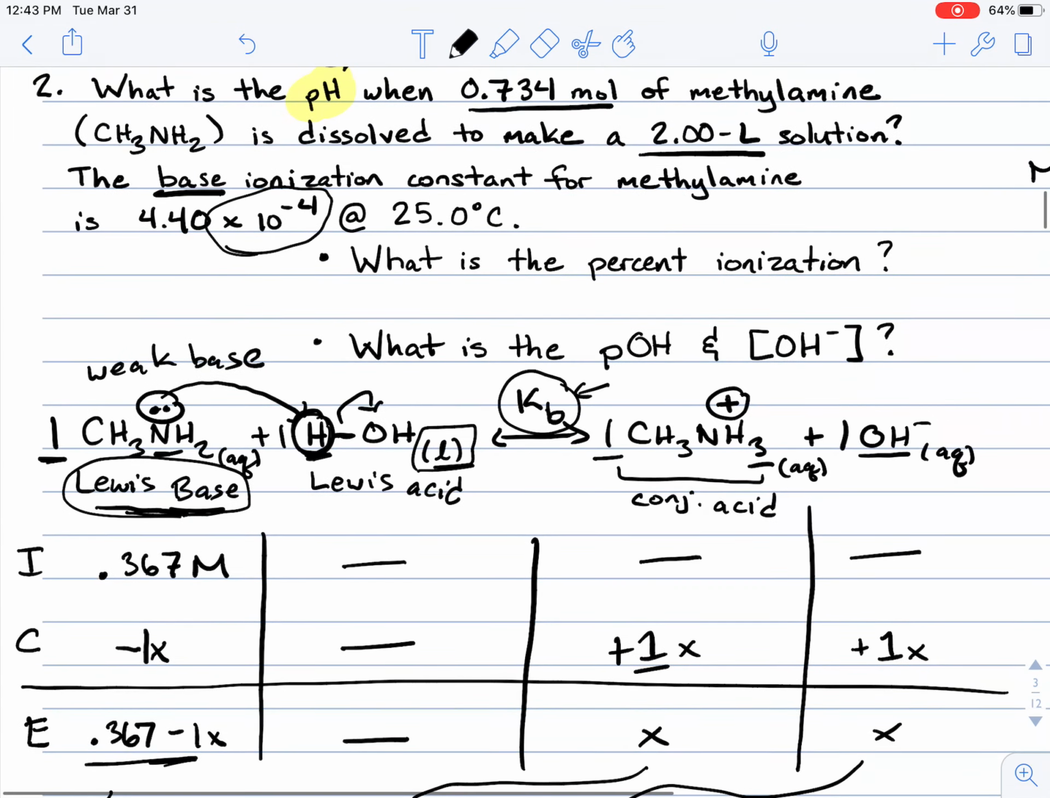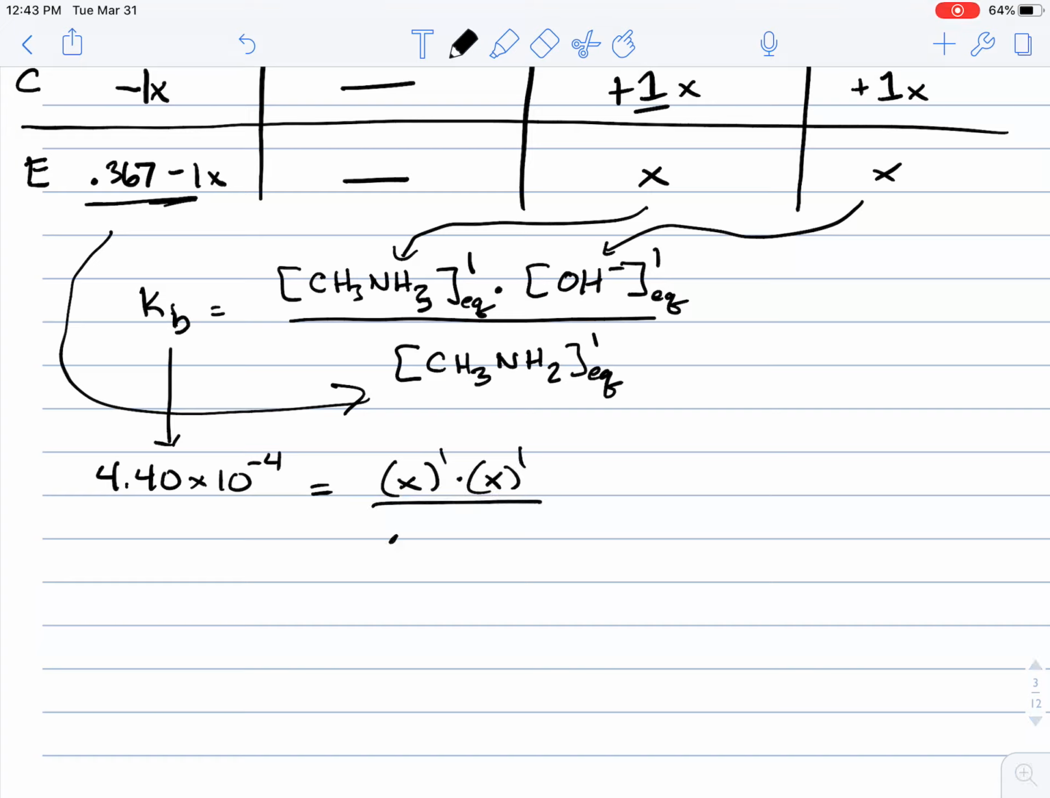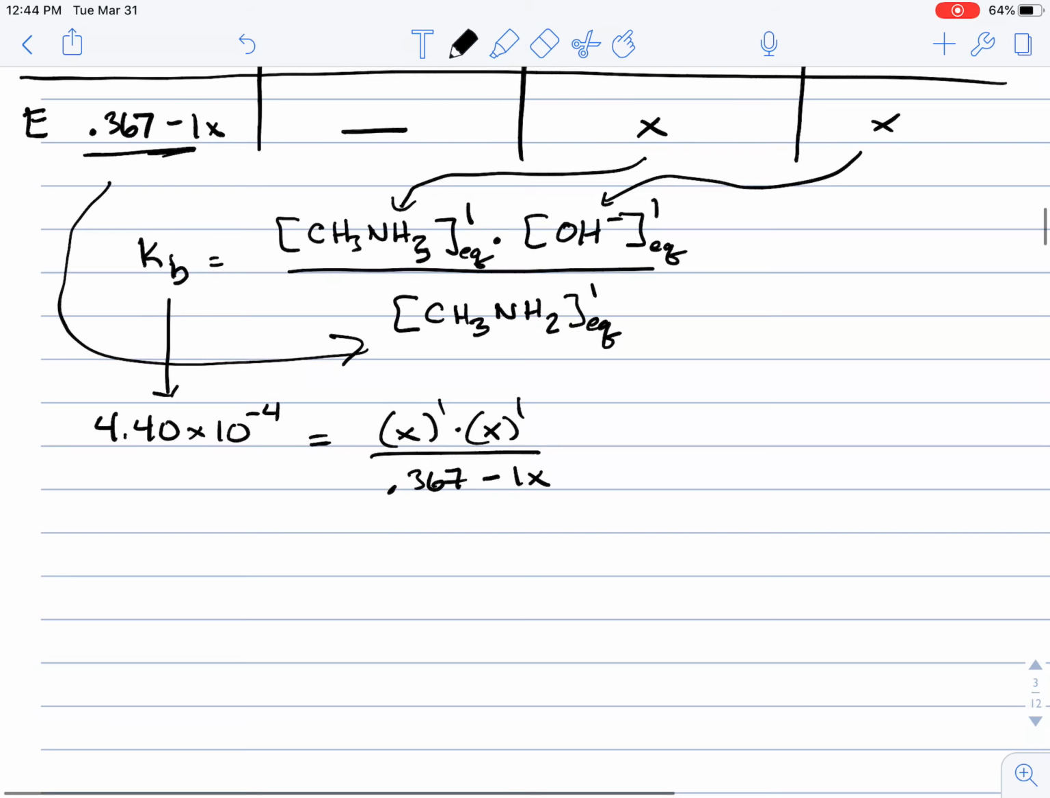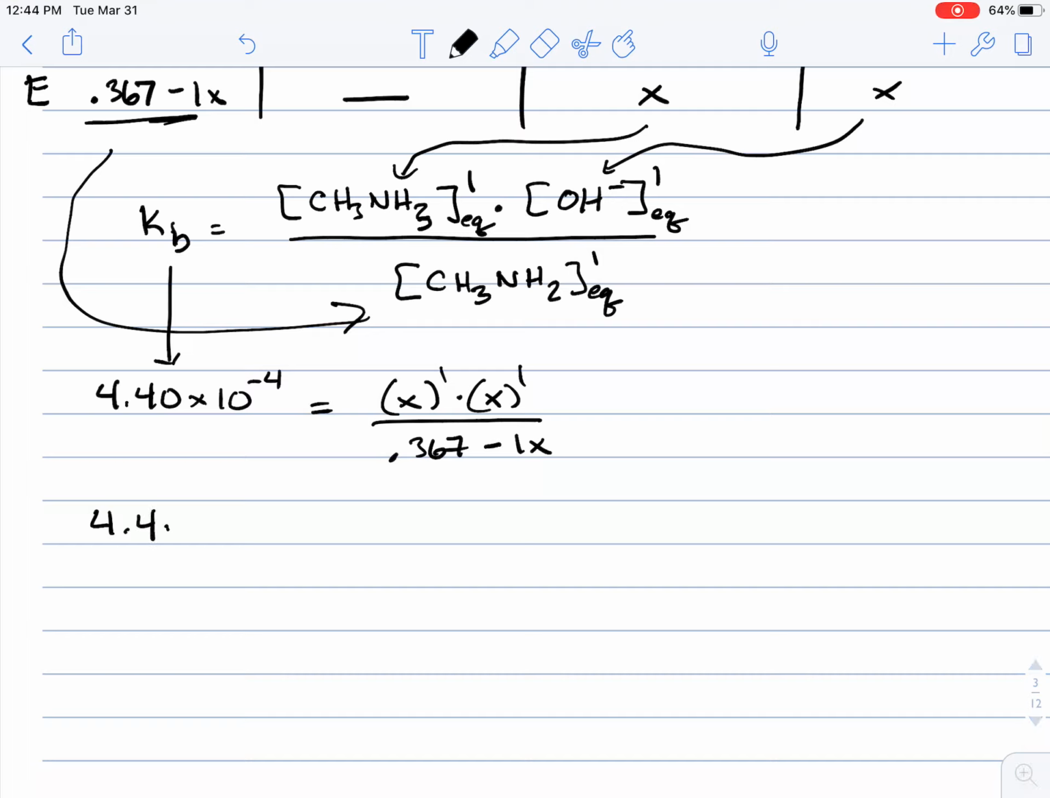And so Kb is 4.40 times 10 to the negative 4. And that's going to equal x raised to the first power times x raised to the first power over 0.367 minus 1x. Okay. And so if we simplify our work, we get x squared over 0.367 minus 1x.